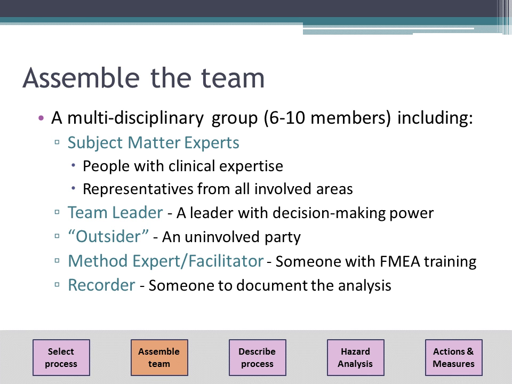An interesting addition to the team is an outsider, someone who is a completely unbiased party. They're uninvolved in the process, but they have something valuable to offer the analysis: fresh eyes. The team will also include a method expert or the FMEA facilitator, and a recorder, someone who takes the notes and keeps everyone on track and all of the information organized throughout.